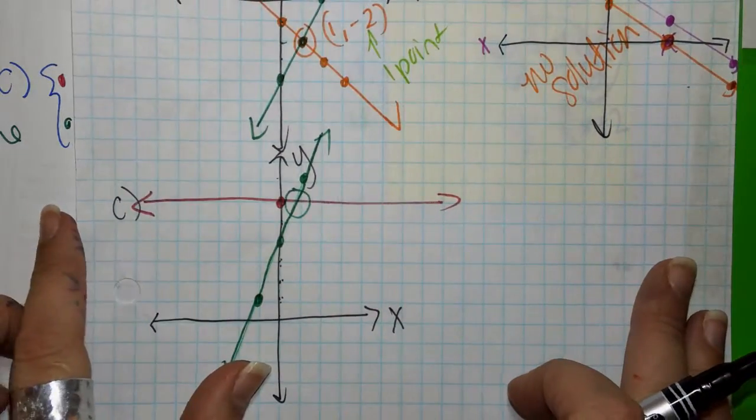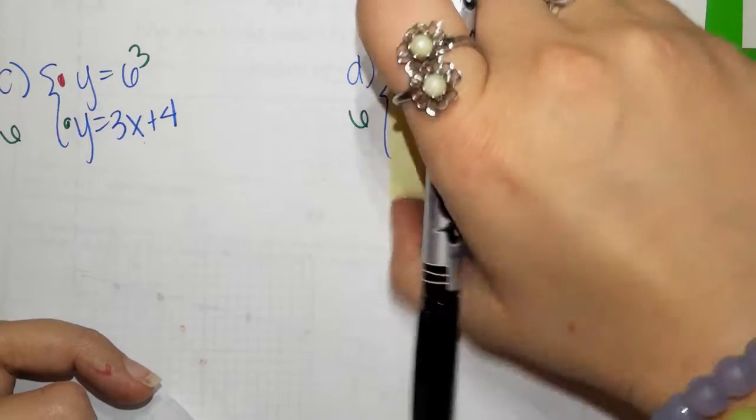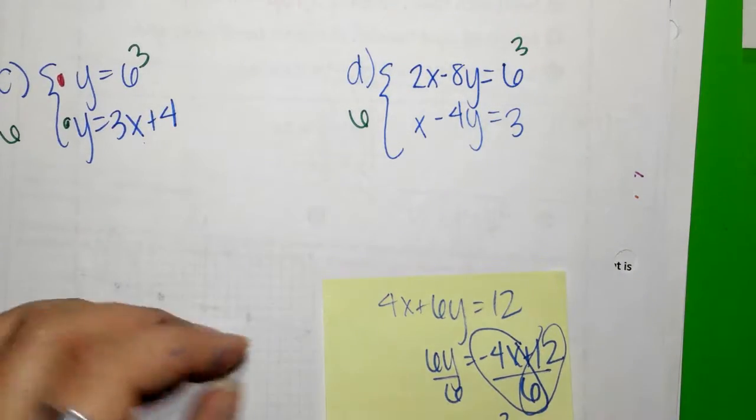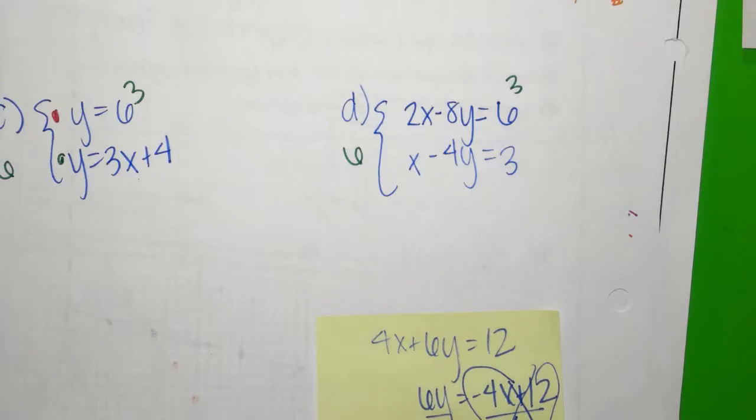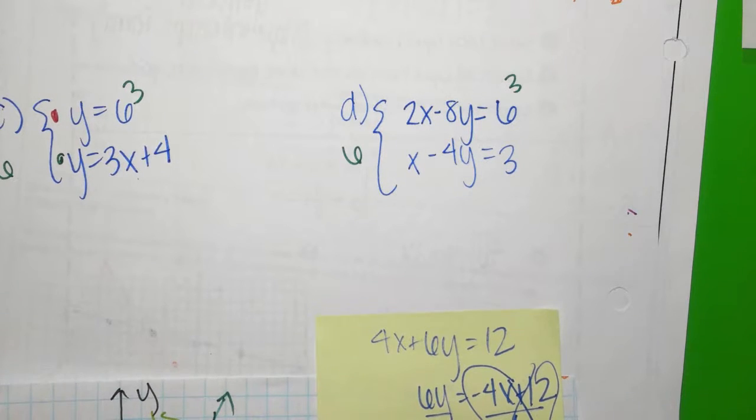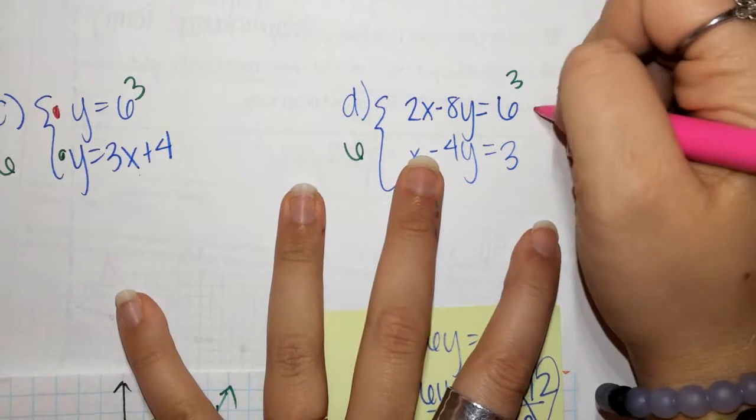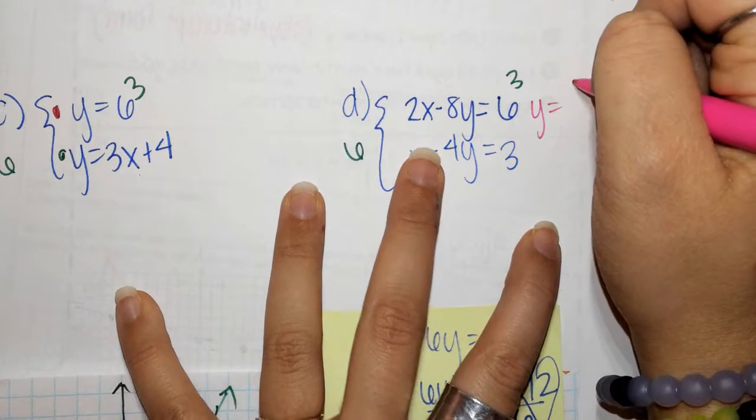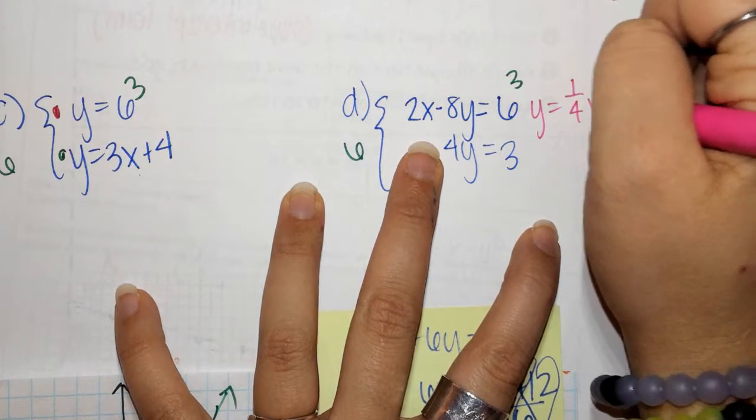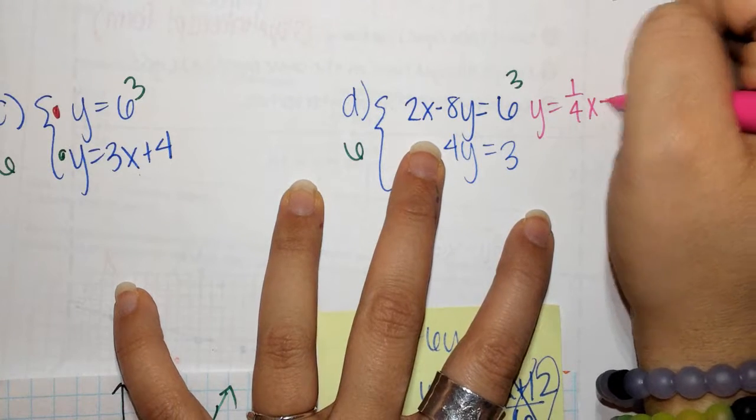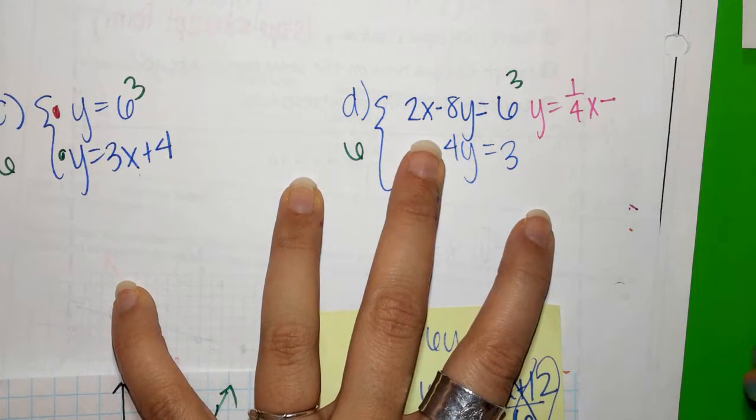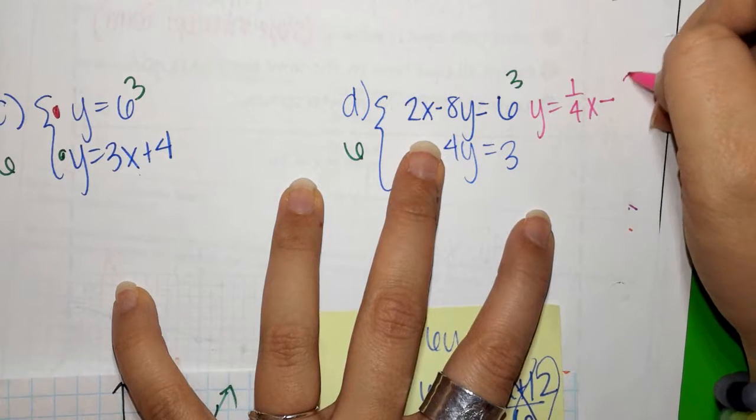Alright, are we ready for D? Maybe. Oh, we had to convert D. Alright, so for the first one, we should get y equals 1/4 x minus 6 divided by 8, which is what? 3/4? 3/4?